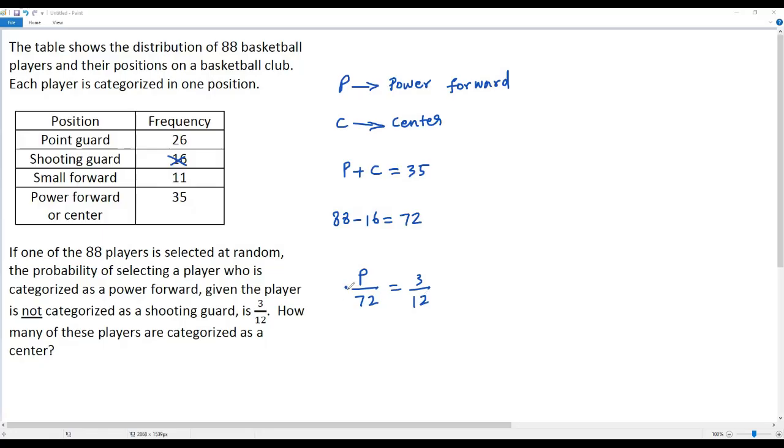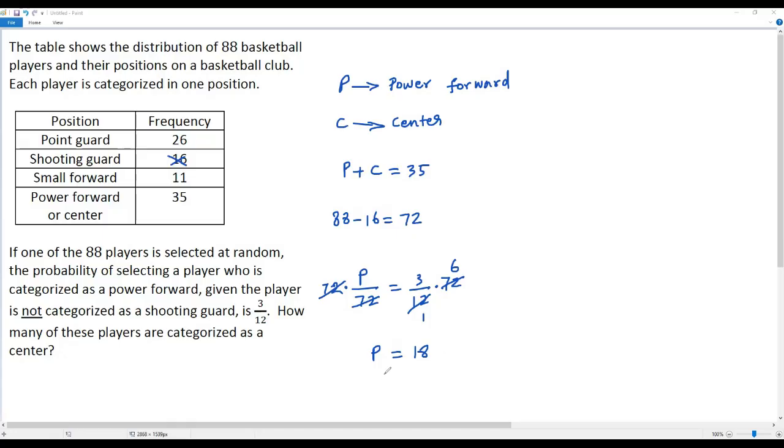Let's solve for P in this equation. Let me multiply both sides of this equation by 72. Then this 72 will cancel out. 12 goes into 12 one time and 12 goes into 72 6 times. Then I'm getting P equals 18. Okay, here I got the number of players who are categorized as a power forward.